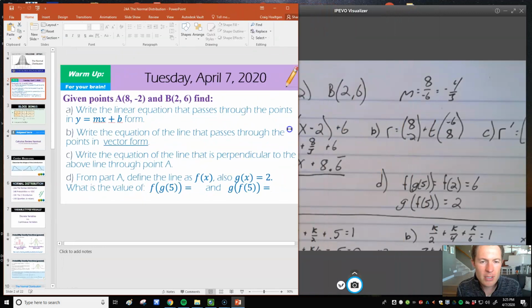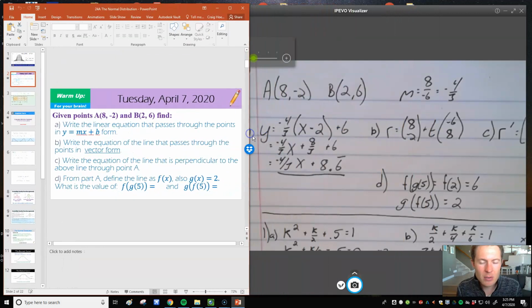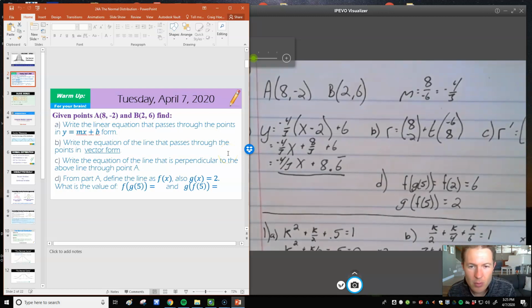All right, hopefully you had a chance to do that. Now let's dive in. These are skills we want to keep going throughout your math career. So to begin, write a linear equation that passes through these two points in y equals mx plus b slope and point slope. No, y-intercept form. Ugh, you guys know I don't like that, but fine, I'll do it.